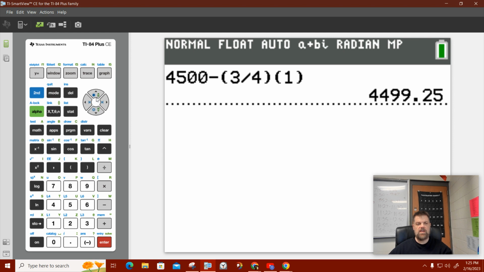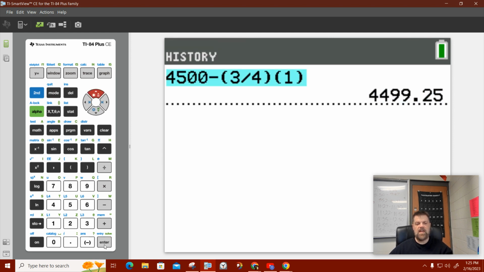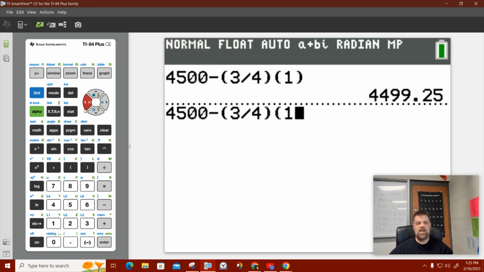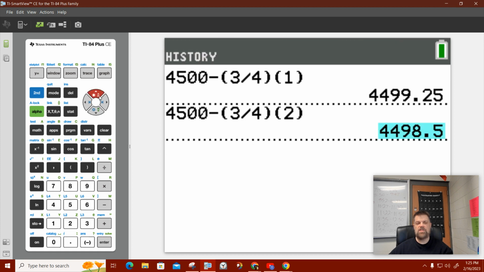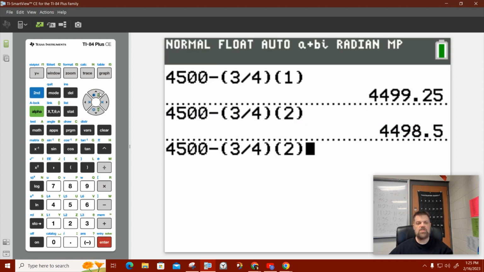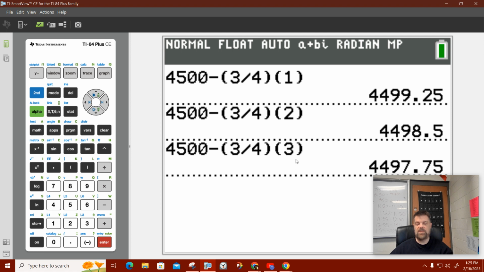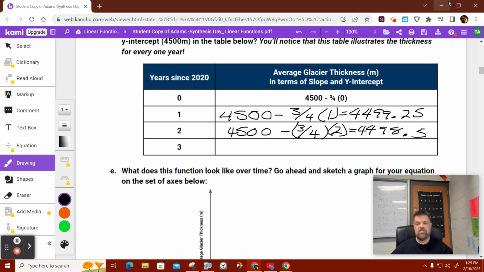Now, here's a little trick I want to show you. If I go up here and I hit enter, it'll enter that in, and then I just change the 1 to a 2. I use the cursor to get there, and I change that to 2, hit enter. There it is. All right. And then let's do the next one, too. So I go up here. I'm going to change that to a 3. Let me guess. 4497.75. You ready? Let's see if Mr. Adams is right. Oh, man, I'm good. So 4497.75.